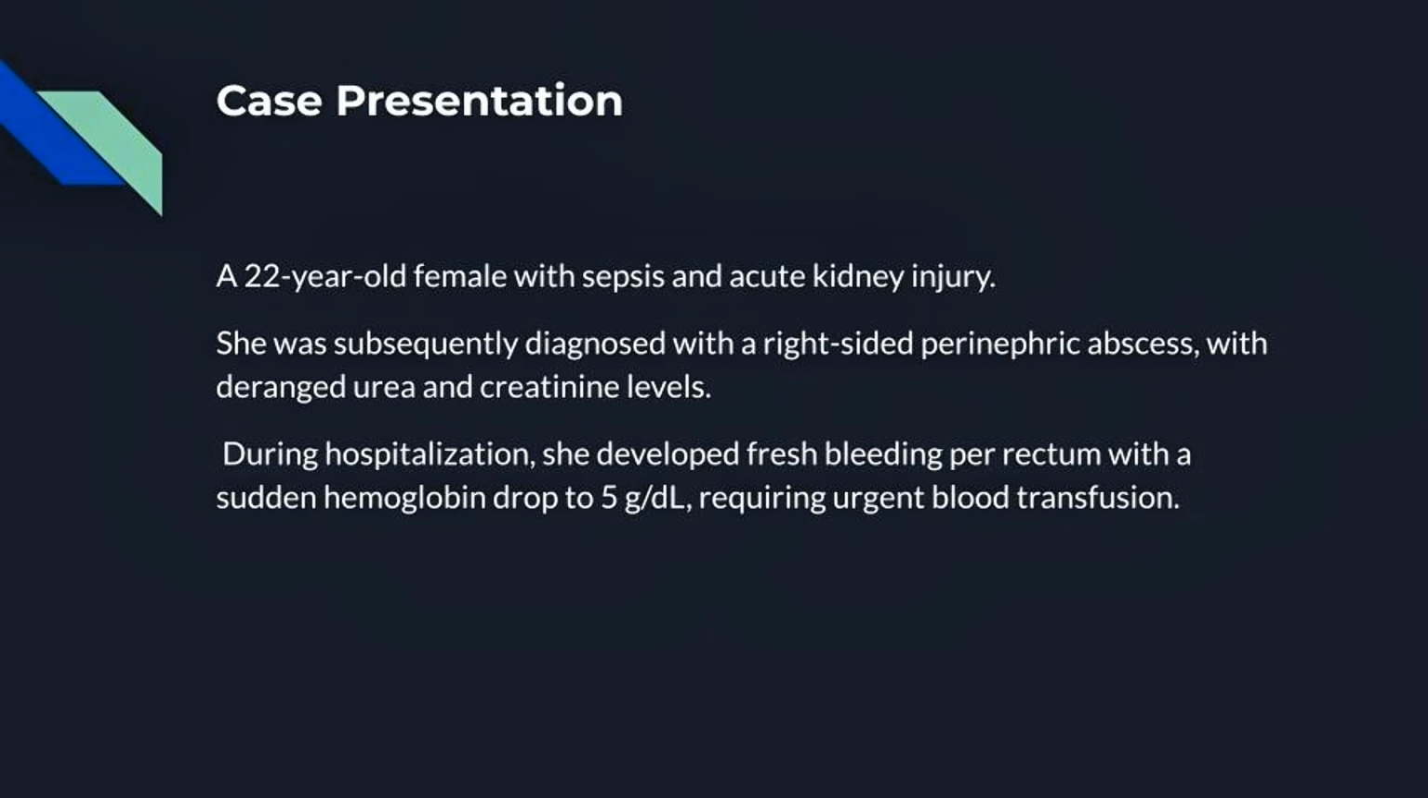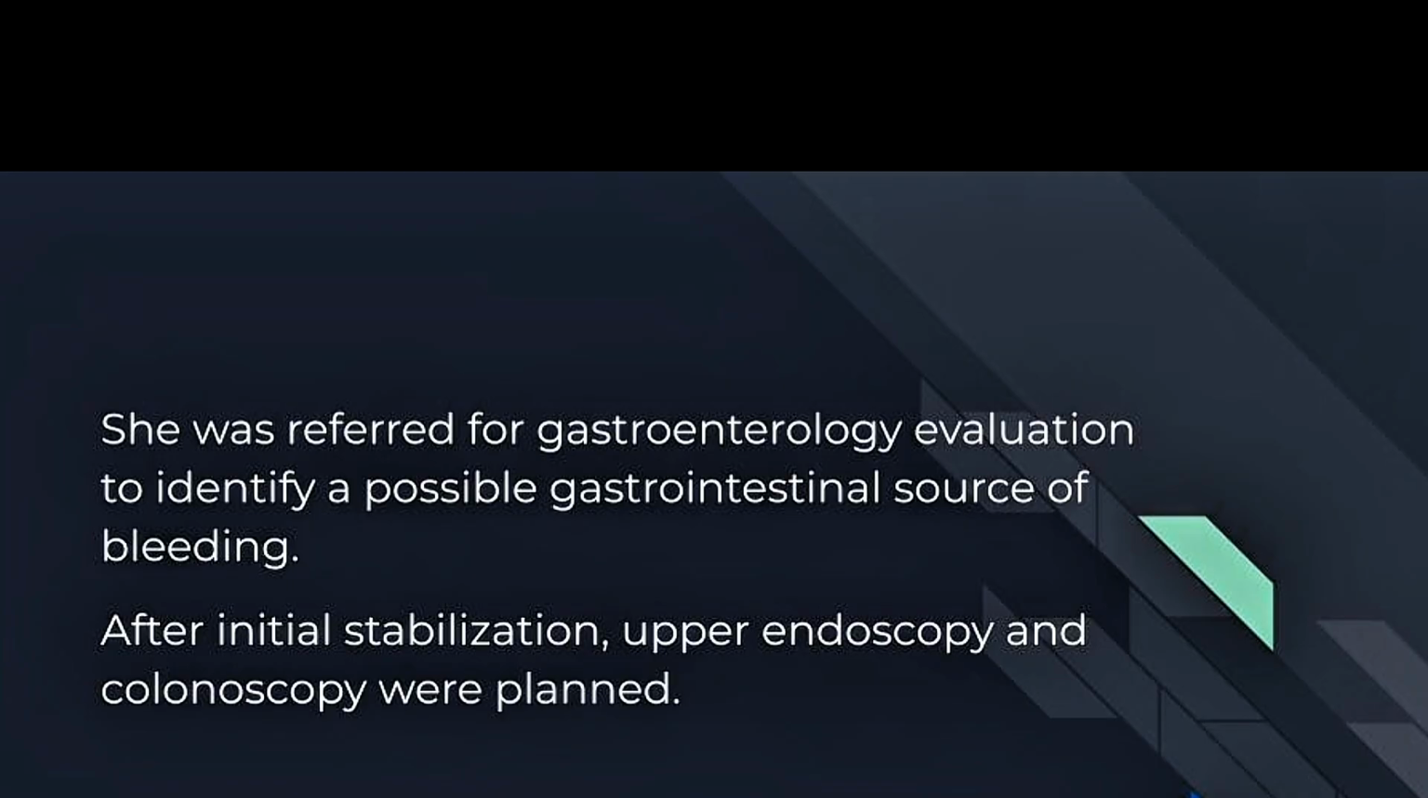A 22-year-old female with sepsis and AKI presented with deranged urea, creatinine, and electrolytes. After ultrasound abdomen and KUB, she was diagnosed as a case of perinephric abscess on the right side of the kidney. Subsequently, during hospitalization, she developed fresh bleeding PR with a sudden drop in Hb up to 5 grams per deciliter, requiring urgent blood transfusion. She was referred to gastroenterology to identify a possible GI source of bleeding. After initial stabilization, upper GI endoscopy was planned.